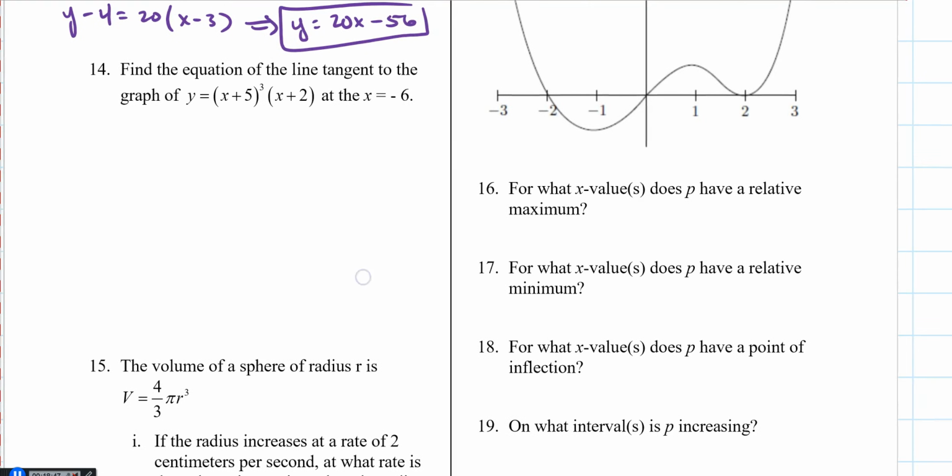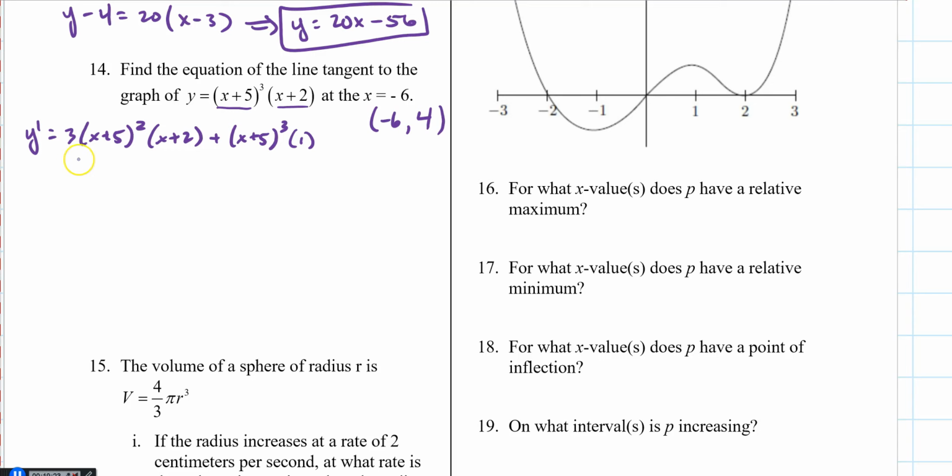14, same thing. Find the equation of the line tangent to the graph at x equals negative 6. So once again, I'm going to find my ordered pair. I'm going to plug the negative 6 in for my x's, and I'm going to get 4 for my output. And then once again, I need to take the derivative. So y prime is equal to 3 times (x plus 5) squared times (x plus 2) plus (x plus 5) cubed times 1, product rule once again.